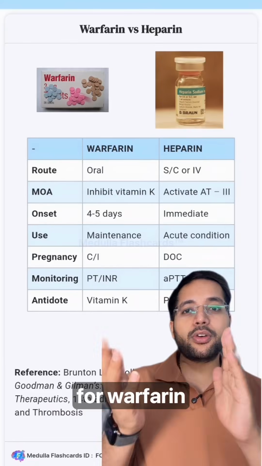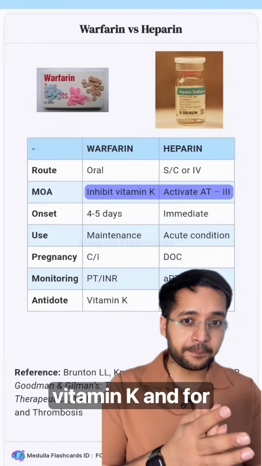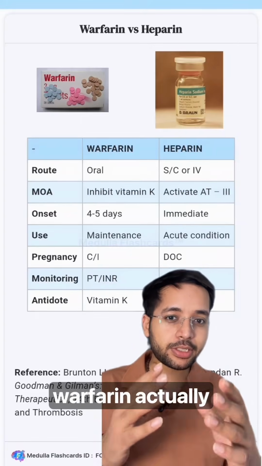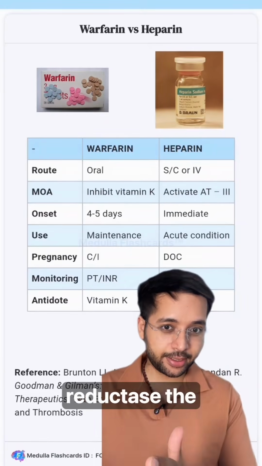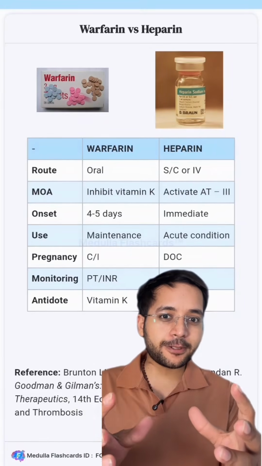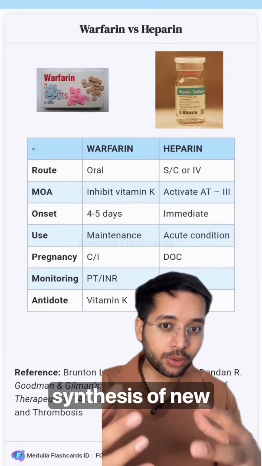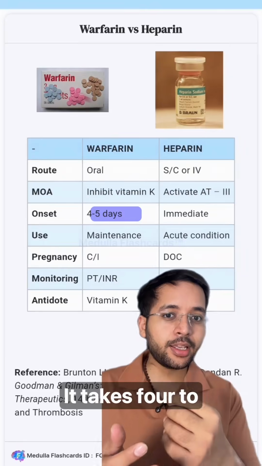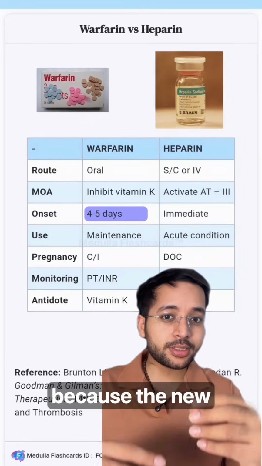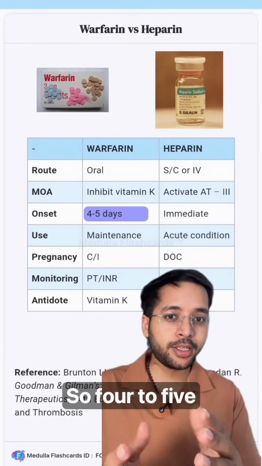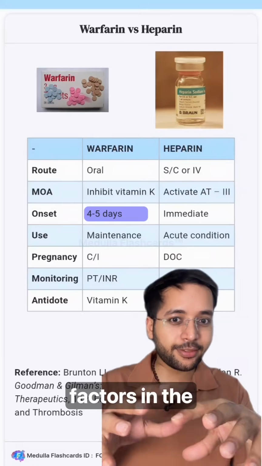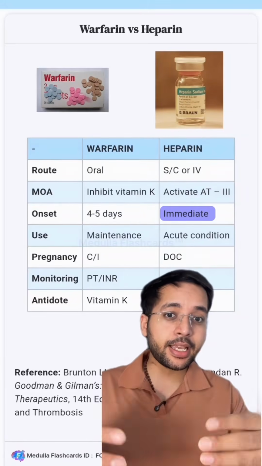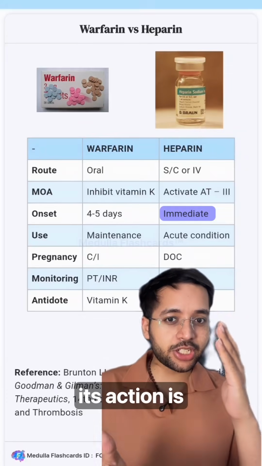Mode of action: warfarin inhibits vitamin K, and heparin activates antithrombin 3. If you want to go into detail, warfarin actually inhibits vitamin K epoxide reductase, the enzyme which helps in the synthesis of new clotting factors 2, 7, 9, 10. And when you take warfarin, it takes 4 to 5 days to act because the new synthesis of coagulation factors is stopped. So 4 to 5 days it takes for the existing factors in the body to finish off. Whereas heparin activates antithrombin 3. So its action is immediate.